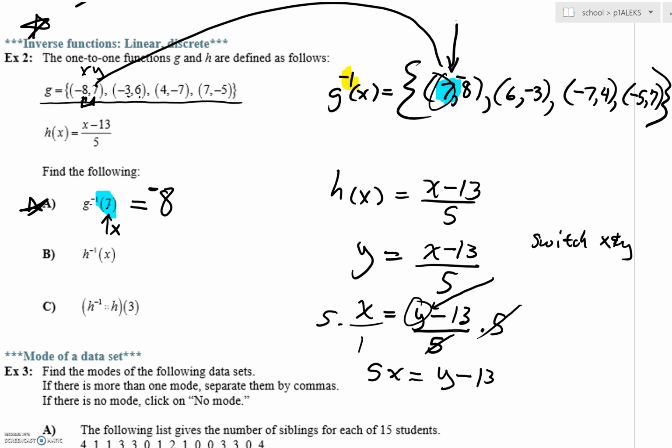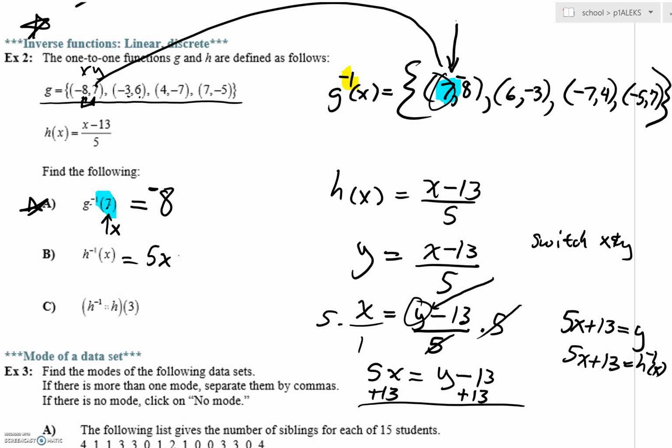And then we have to solve for y, get y all by itself. What do we have to do next? We add a 13, right? So we'll get 5x plus 13 is equal to y. And guess what our y really is? The inverse. It's the inverse function, as Mr. Clifford said perfectly. Thank you. All right, so that's what we have, 5x plus 13.